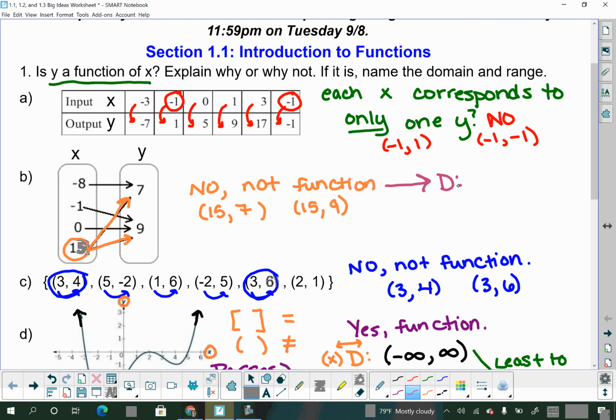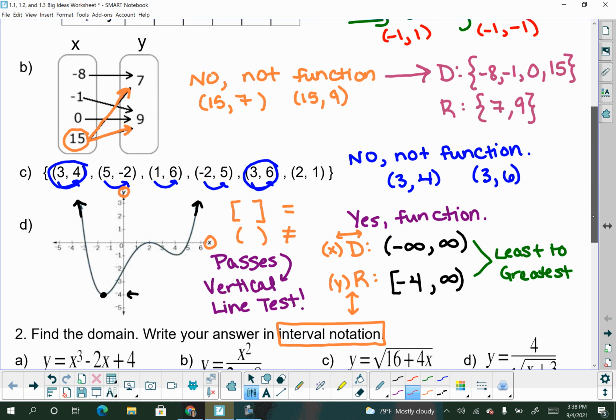The domain is just all of your possible x values. When you have single x values like this, where you're not on a continuous line, you just list them, and again, from least to greatest, that would be -8, -1, 0, 15, and we use kind of a squiggly bracket to close our set there. My range would be all the possible y values, which are just 7 and 9. And it would look the same if you did the domain and range for part A or the domain and range for part C. You just list all of the possible values.